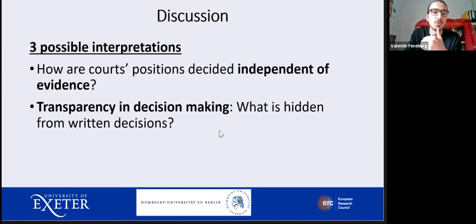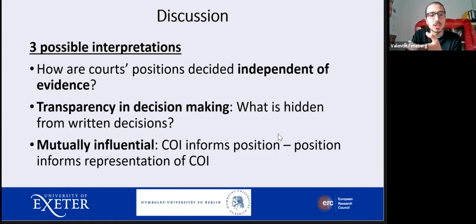On the other hand, it's also likely, of course, that COI does inform and not only justify the decisions, but then we have a lack of transparency, because we cannot examine or analyze how COI informs judicial decisions, because this is hidden from the written decisions. And the most likely interpretation is that there is, of course, a mutual influence between evidence and the assumptions made. That is, COI does inform the position of the courts, but this position also informs the representation of COI. And this is basically what we want to show and analyze, and we look very much forward to discussing this with you later. Thank you.